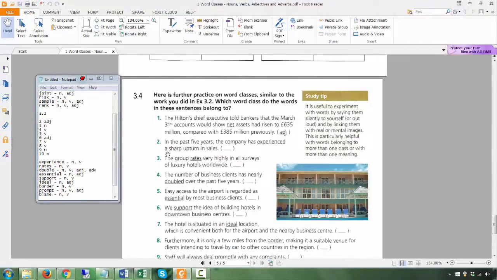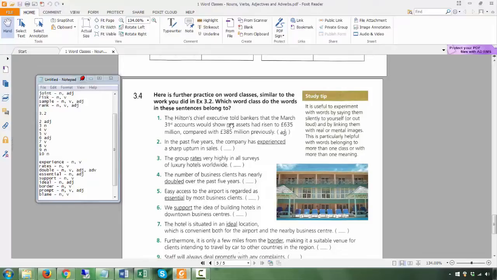And this, let's go through 1. The Hilton's chief executive, subject, told bankers, told verb, past simple, bankers, the object, that clause. Okay, you learned this in chapter 5, that plus clause. So it's the subject again, the March 31st accounts, that's your subject, would show, verb, show an object, which is a noun. Show actually comes with a that again, okay, another that clause. Sometimes you don't put the that. So net assets is a subject again, because that plus clause is subject plus verb.